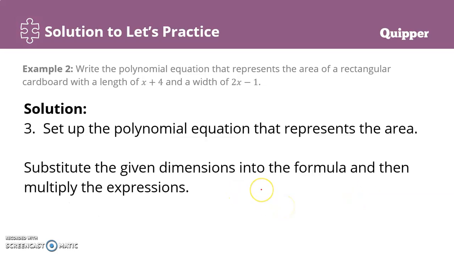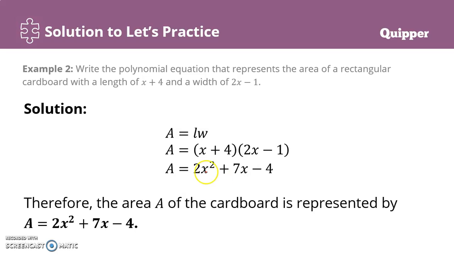And so, setting up the polynomial equation that represents the area, we have A equals LW. So area is equal to, the length is x plus 4 times ang W, 2x minus 1. Pag dalawang variable nagkatabi, ibig sabihin yan multiplication. So, when we say LW, meaning L times W. Okay? So, simplifying this, multiplying x plus 4 and 2x minus 1, that becomes 2x squared plus 7x minus 4. So, therefore, the area of the cardboard is represented by this equation. A equals 2x squared plus 7x minus 4.